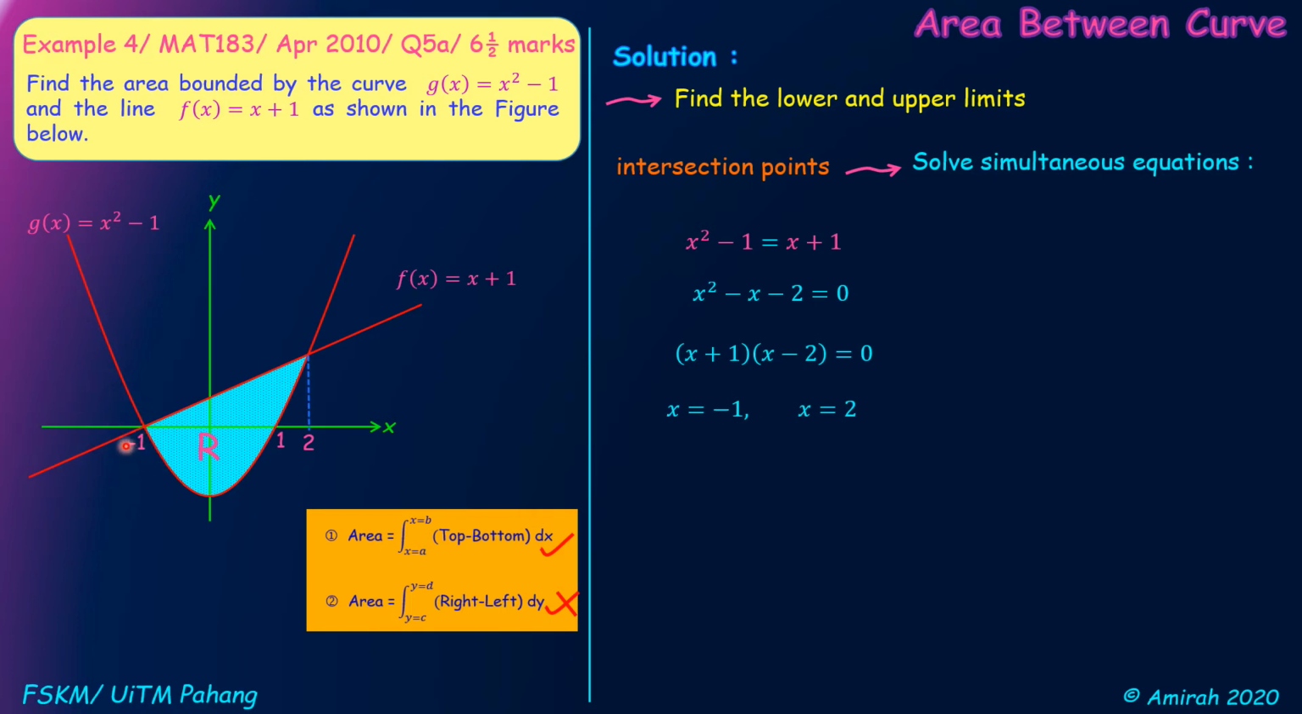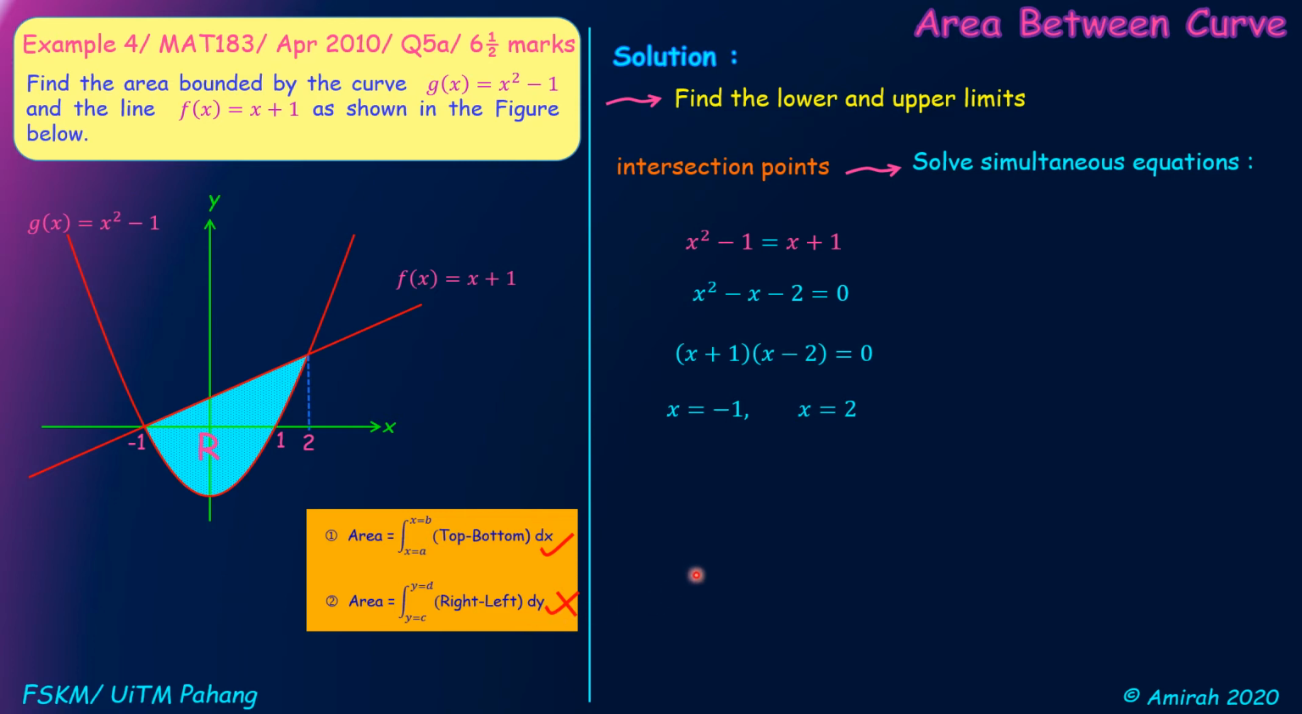We don't need to find the value of y because there is no question about the intersection point. We just want to find the lower and upper limits, and we use the limits on the x-axis here. That's why we just find the values of x. There is no need to find the value of y in this case, unless we want to find the intersection point or when we integrate with respect to y.